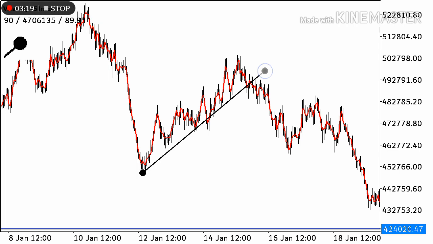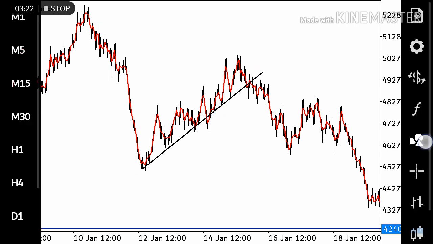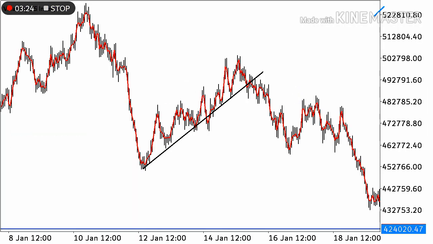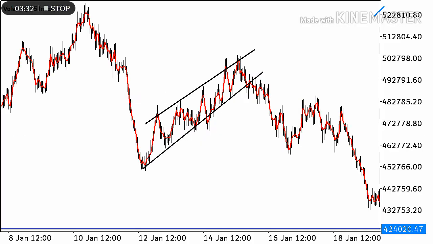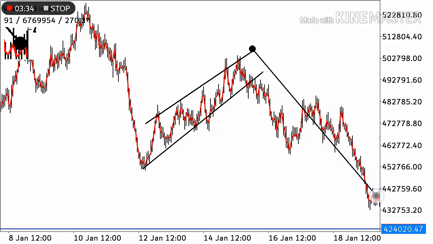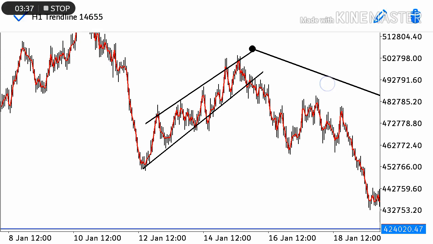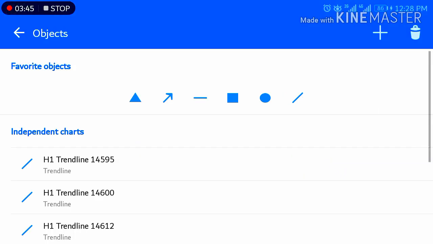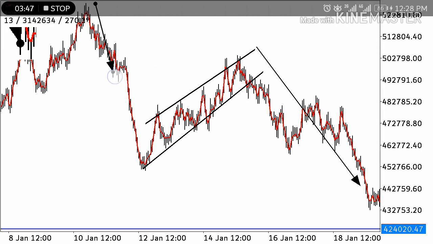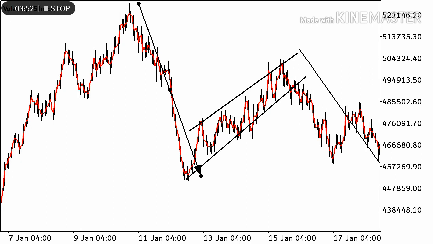Look here, you have to touch the trend line at 3 or 4 points, and draw your flag pattern and look. Very awesome. And look at this one. This is an awesome flag pattern.